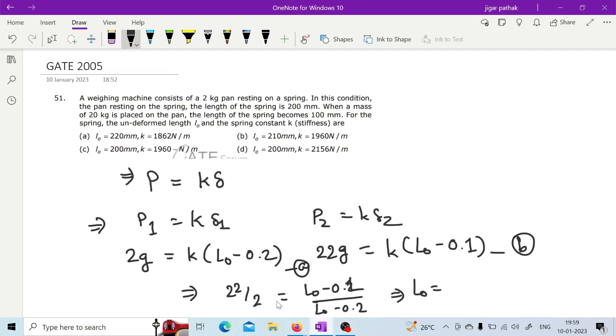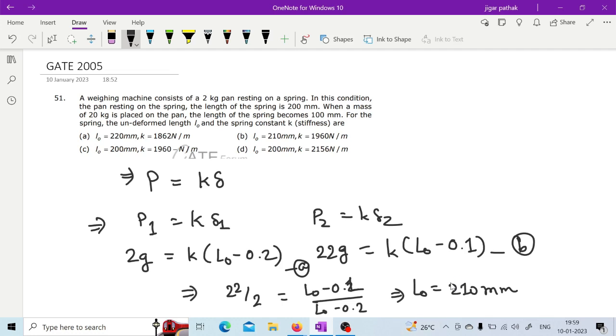It is 11 L naught minus 2.2 is equal to L naught minus 0.1. So 11 L naught minus L naught is 10 L naught, which is equal to 2.2 minus 0.1, that is 2.1, right? Like that you will get it. So you will get 2.1 by 10, so that is 0.21, but it is in meters, so when you convert it you will get 210 mm. Yes or no?